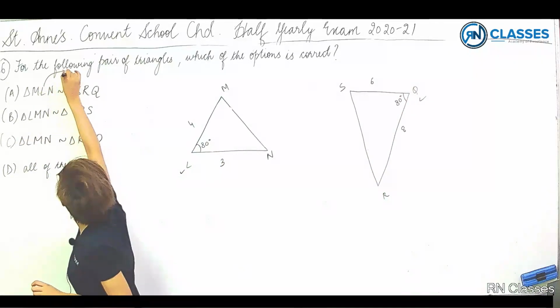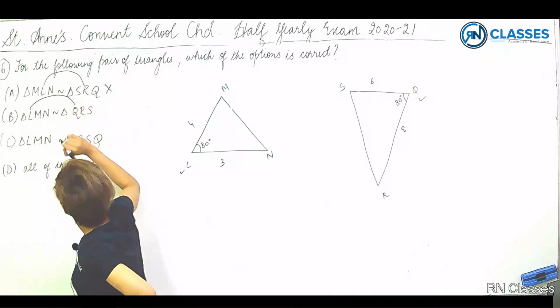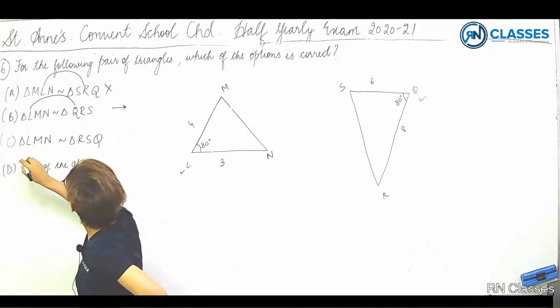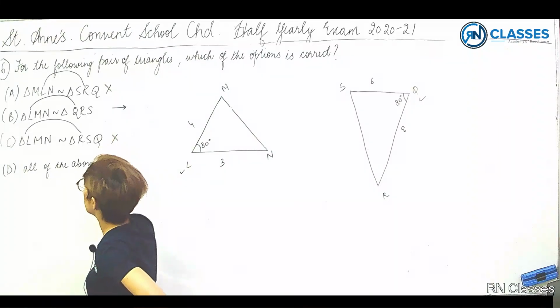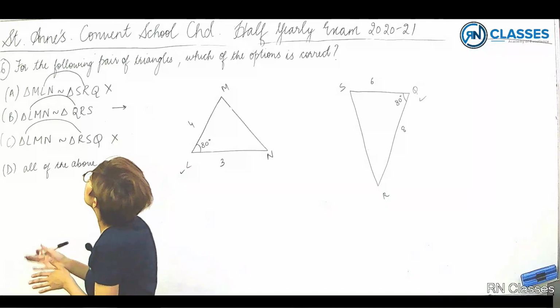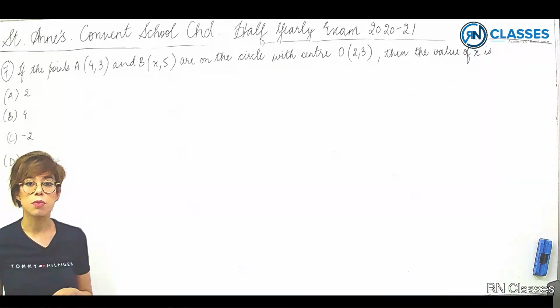So let's see. Corresponding to L here is RS, not the correct one. Corresponding to L here it is Q. Okay, might be correct. So let's check. And corresponding to L, I have R. So definitely not the correct one. And all of the above cannot be the answer, definitely. So option B is the correct one. Right. So the next one.